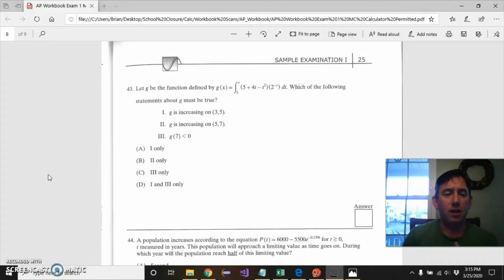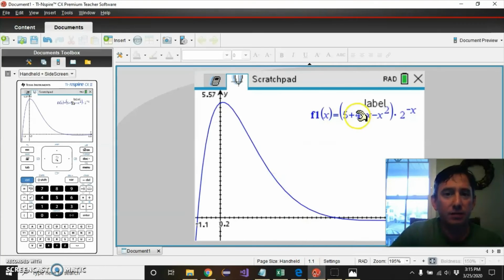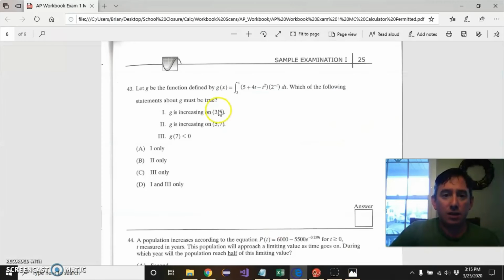Alright, there's definitely a nerdier way to do this by hand, but this is easy enough on our calculator. You can just graph this really quick. And I'm just talking about this part. You're not going to try to graph the integral part of it. I just want you to graph this thing. So G is the integral under that curve from 3 to whatever.